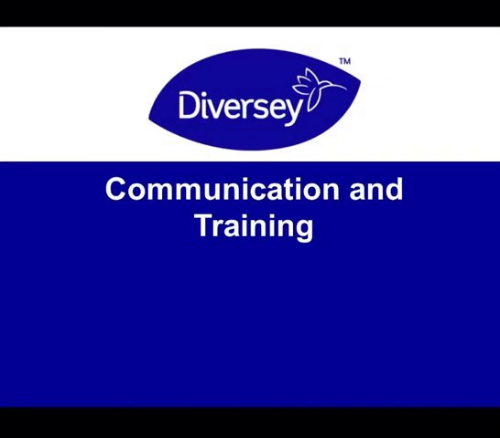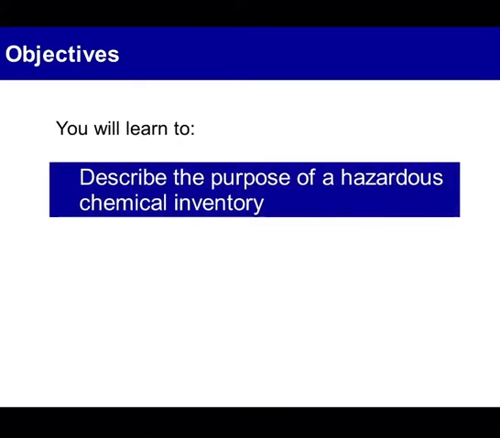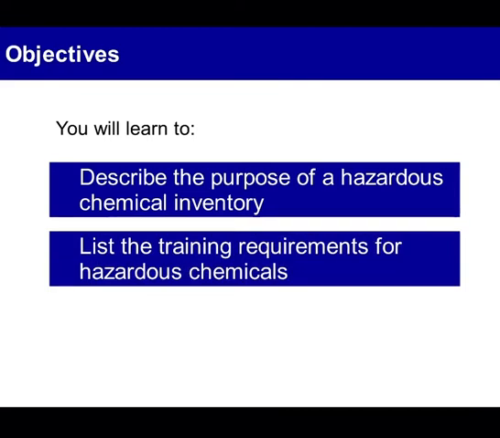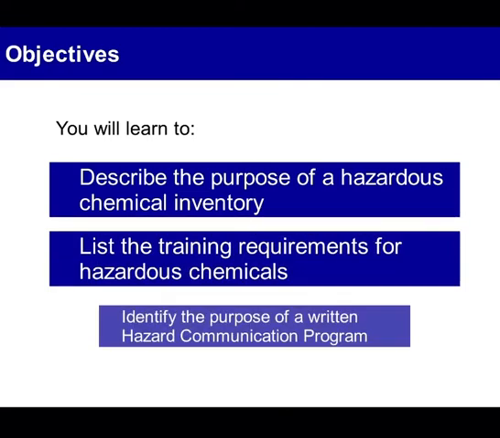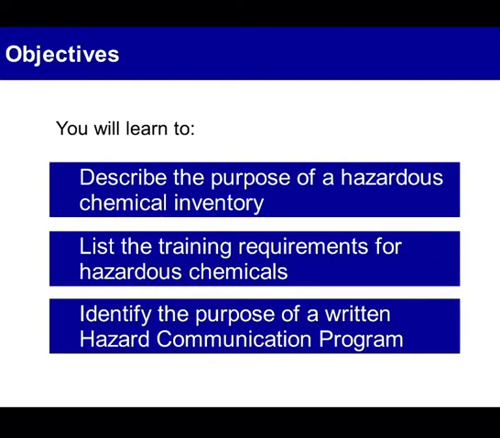Communication and training. This lesson covers the remaining elements of a hazard communication program: the chemical inventory, training requirements, and the written program. You'll learn to describe the purpose of a hazardous chemical inventory, list the training requirements for hazardous chemicals, and identify the purpose of a written hazard communication program.